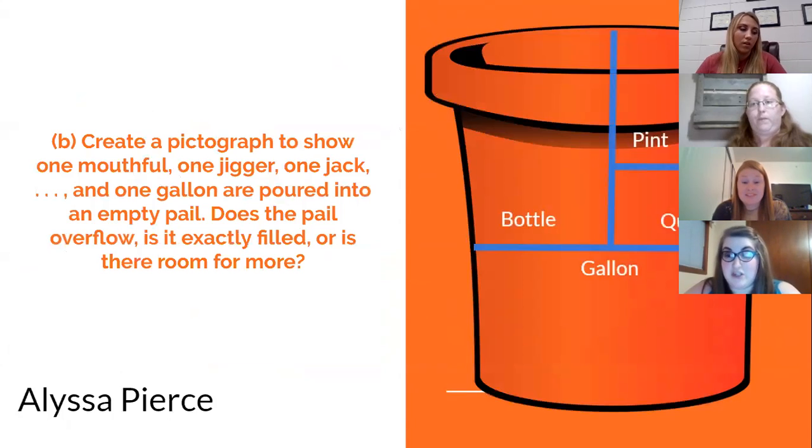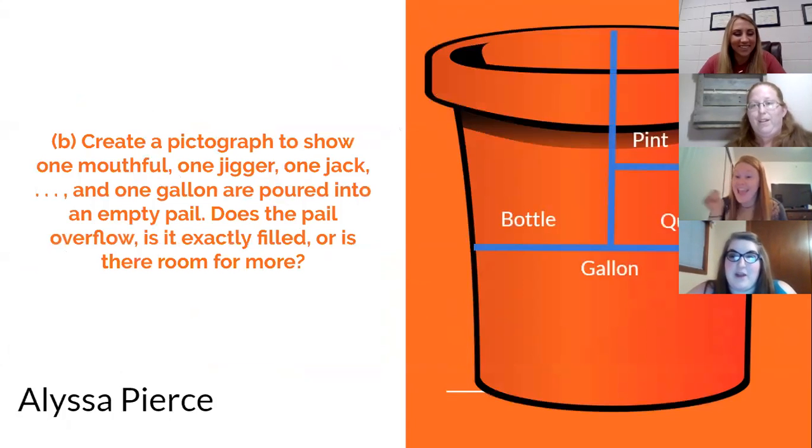Predictions, ladies. Do you think it's going to overflow? Or do you think it's going to not have enough? Or do you think it's going to be just right? I think it's going to overflow. Me too. Chelsea? I guess I'll go against the other two and say not enough. All right, and you would be correct, ma'am.